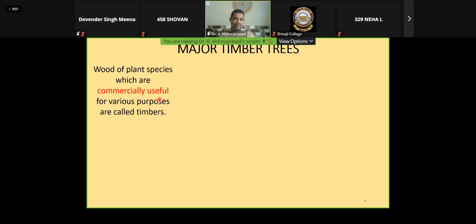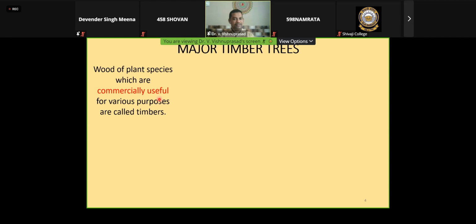But in our country, we have gymnosperms to angiosperms to every other species, right from pteridophytes onwards. So let us take a look at some examples of major timber trees. This is Shorea robusta. I hope everybody is aware of the botanical names and these common plants. Shorea robusta, commonly known as the sal tree.